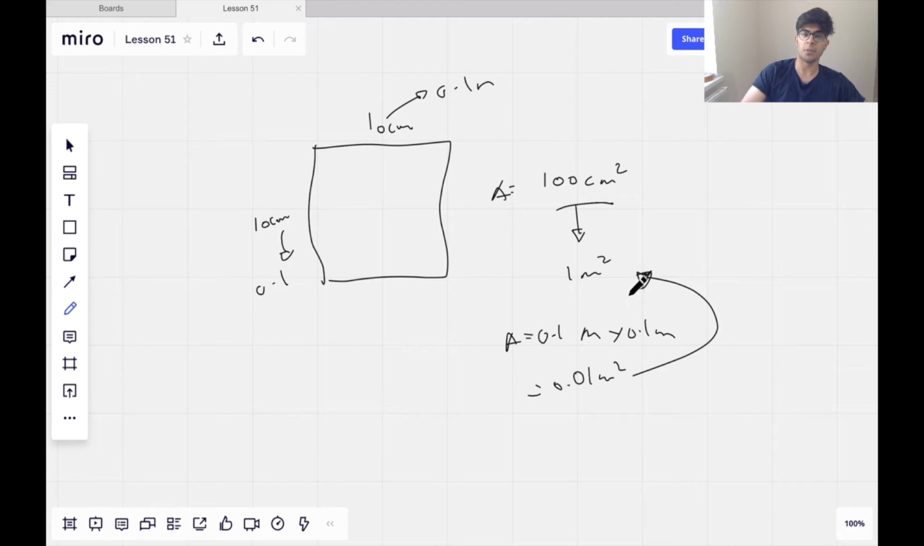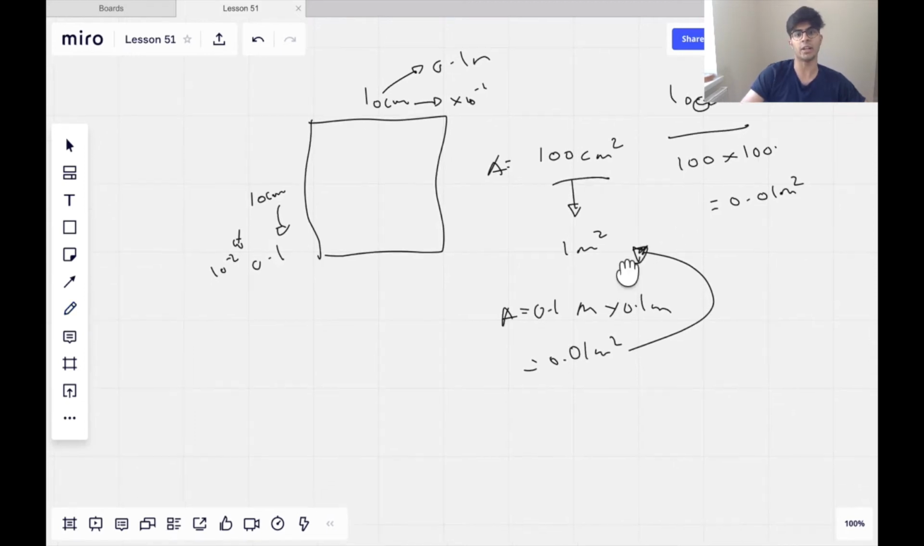So if you want to get into meters, we multiply by 10 to the negative 2 here, and by 10 to the negative 2 here, and then we multiply these by each other. Instead of dividing by 100 once, we divide by 100 twice. So to go from 100 cm squared, we divide by 100, and then divide again by 100. So divide by 100 times 100, which comes out to 0.01 meter squared.